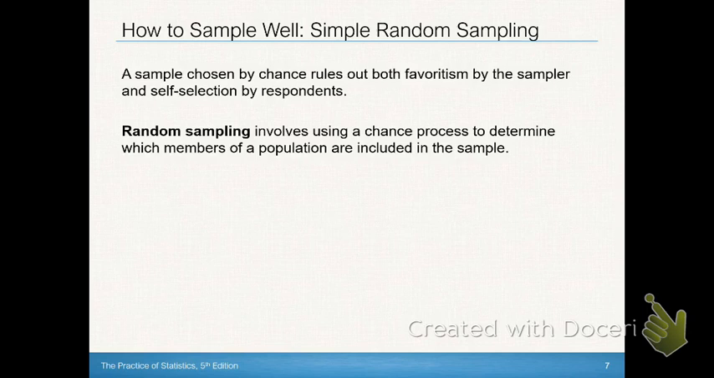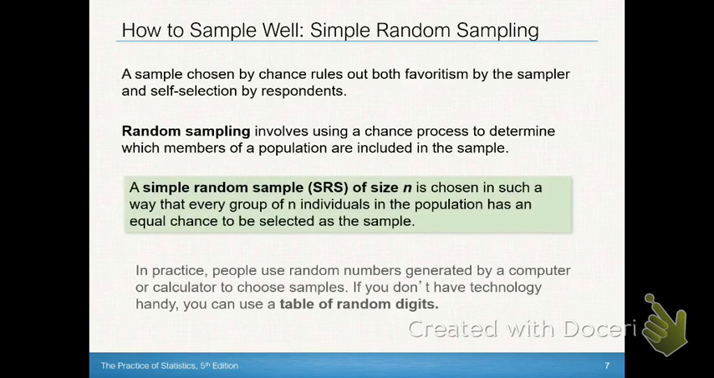So now we'll look at how to sample well. So what you want to do is you want to do something random. You want to make sure that everyone has an equal chance of being selected. And if that's the case, then your sample is random. And that helps to reduce bias. There are lots of types of random samples, and then there are subtypes that are specific kinds of random sampling.